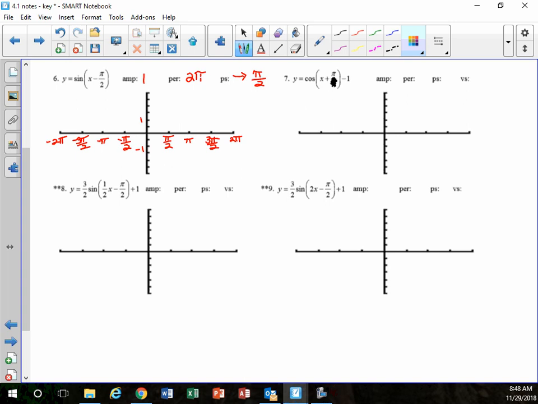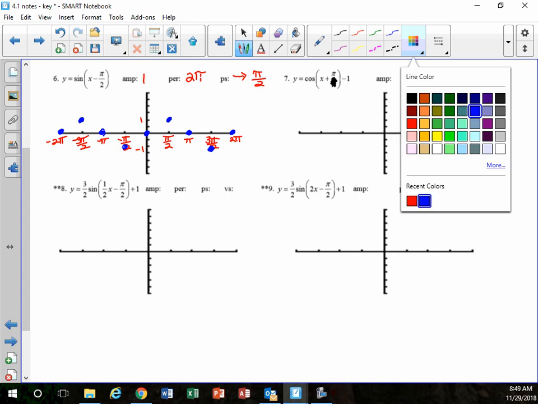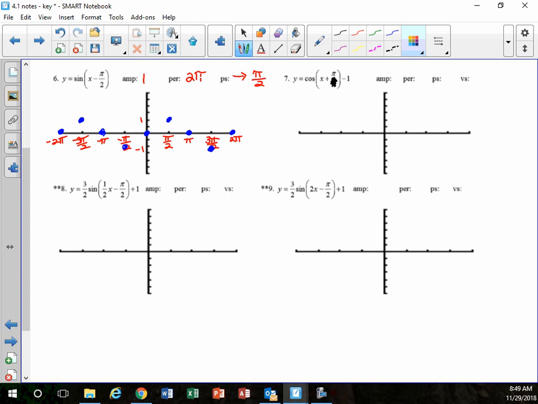Okay, before we shift anything, what I'm going to do is, in one color, put just the dots of the parent graph. It's sine, so I know that's the one that starts at 0, up to 1, back to 0, down to -1 and 0, left side. Okay, I'm not going to connect them. I'm just making those dots. Then I'm going to switch colors to actually do the shift.